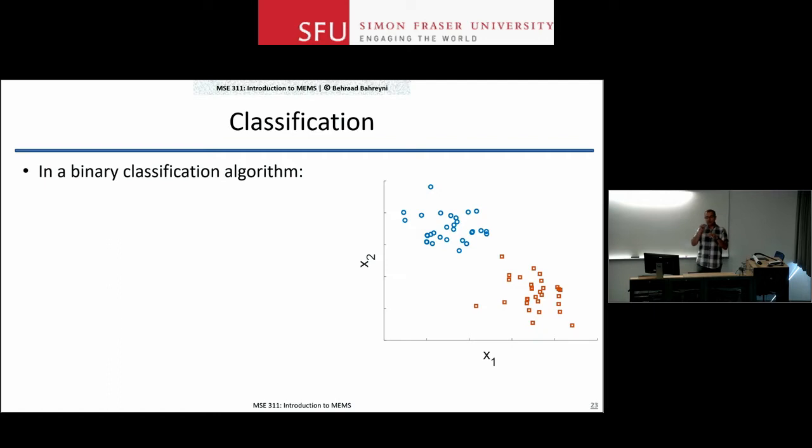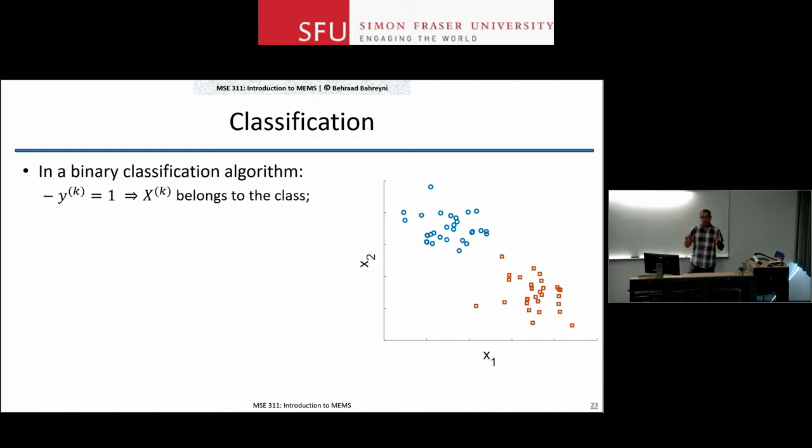What we want to figure out is that based on those two features that we have, x1 and x2, does a new sample belong to class circle or to class square, right? So how do we figure out how do we classify a new sample?